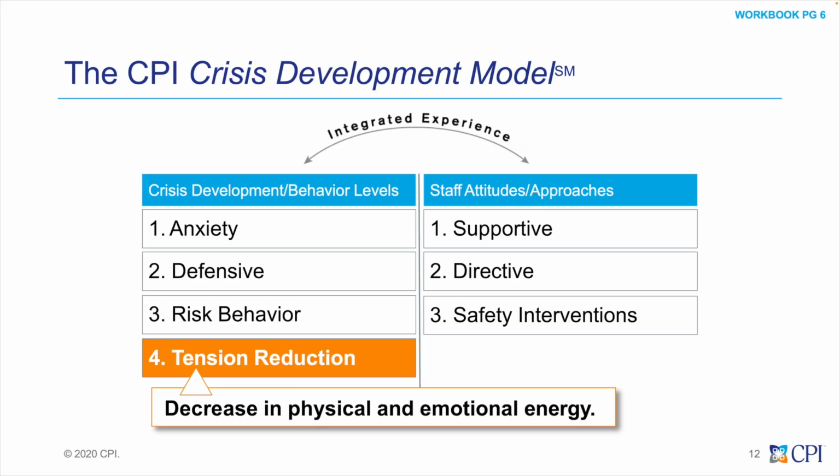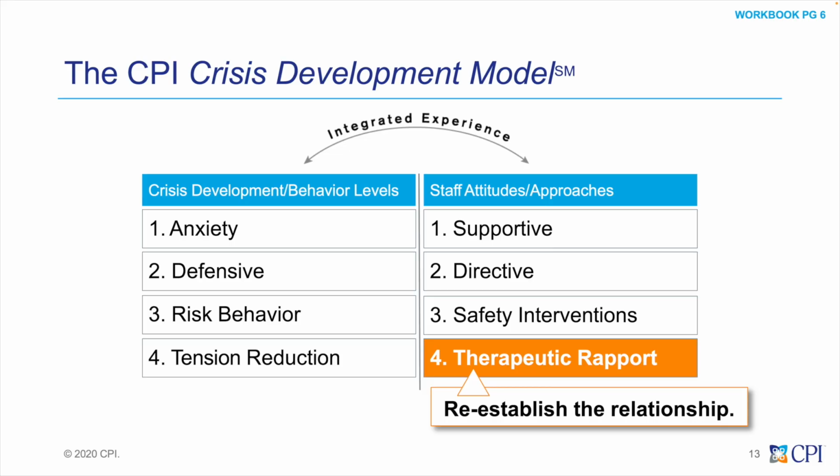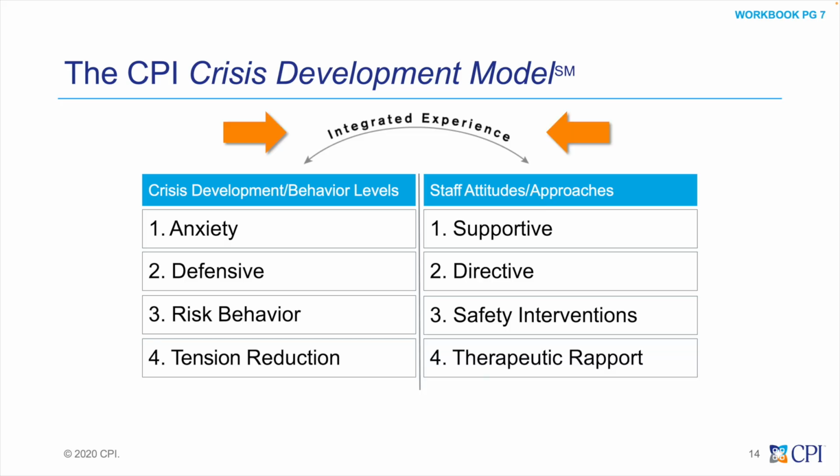And of course, tension reduction. This, of course, comes last, is a decrease in physical and emotional energy after we have gone through the periods of anxiety, defensive behavior, risk behavior. So now we go into the tension reduction portion, and our job is very much a therapeutic rapport to reestablish the relationship that the student himself or herself feels has been damaged through the course of them feeling a certain way, and our job as educators is to de-escalate that situation. That, of course, is the integrated experience model.